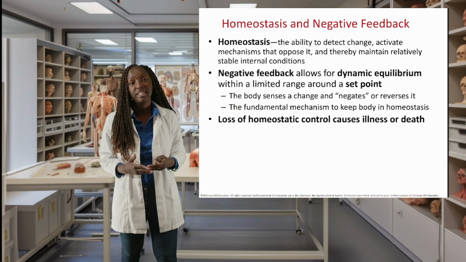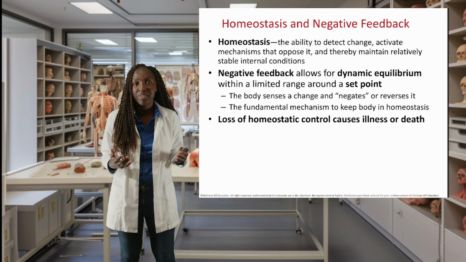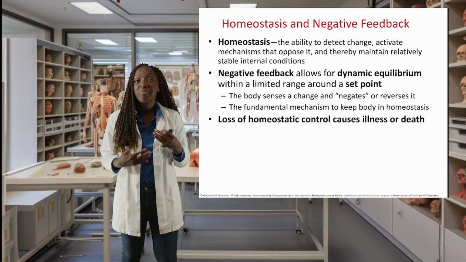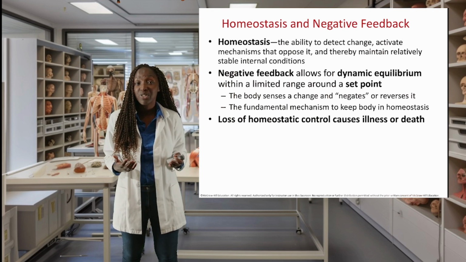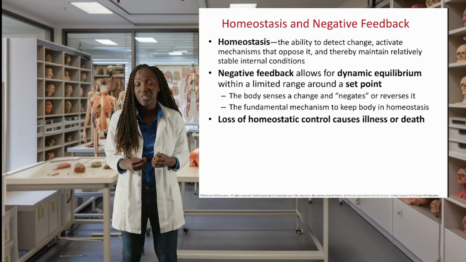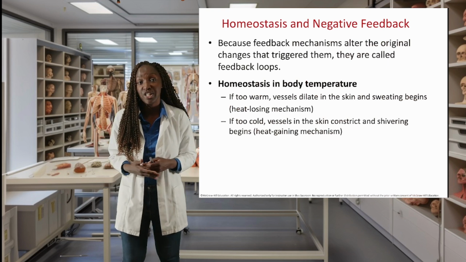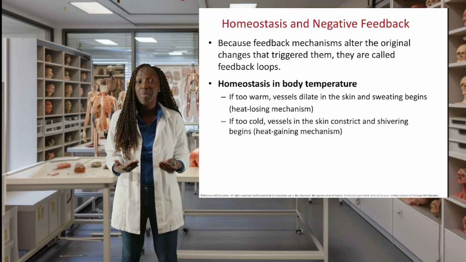Next, we're going to look at homeostasis in detail. We said that homeostasis is one of the characteristics of life. However, let's expound upon that. Homeostasis is the ability to detect change, activate mechanisms to oppose it, and then maintain a relatively stable internal environment. Negative feedback is what allows for dynamic equilibrium, keeping the body in homeostasis. And this is fundamental for the body, because if we lose homeostatic control, this can lead to illness or even death. So because feedback mechanisms alter the original changes that triggered them, they're called feedback loops. And one of the main examples we can use for homeostasis is body temperature.